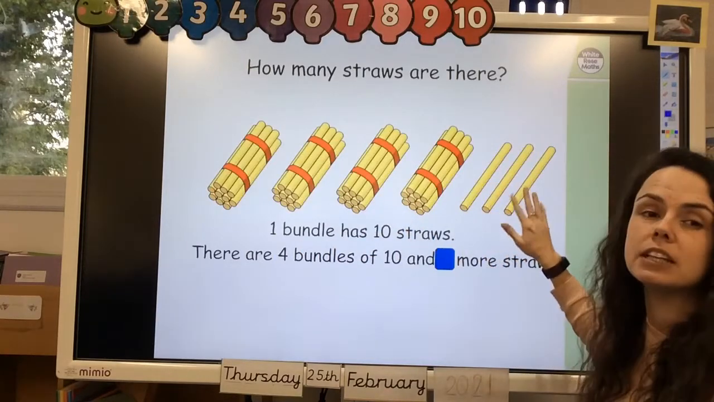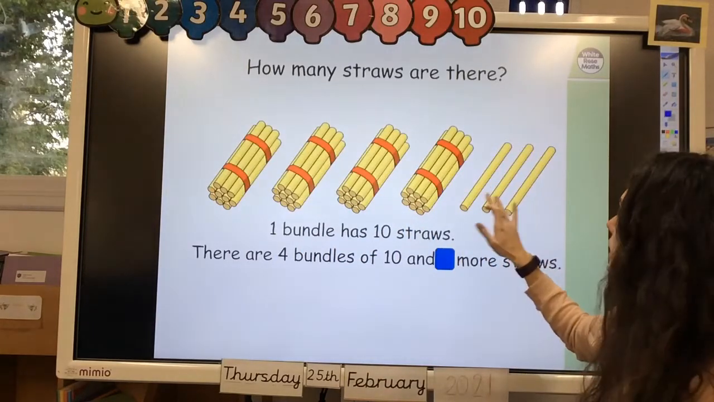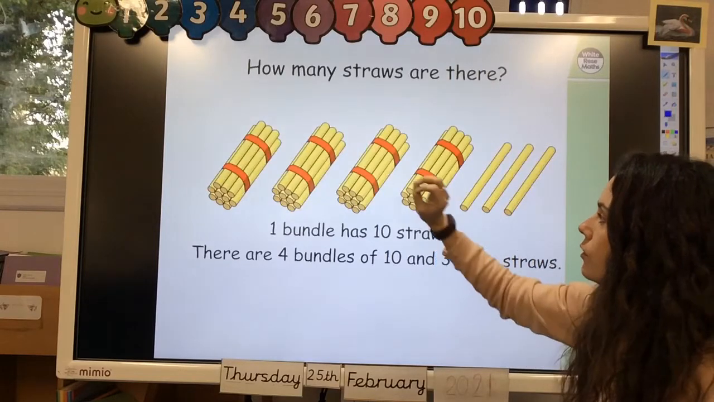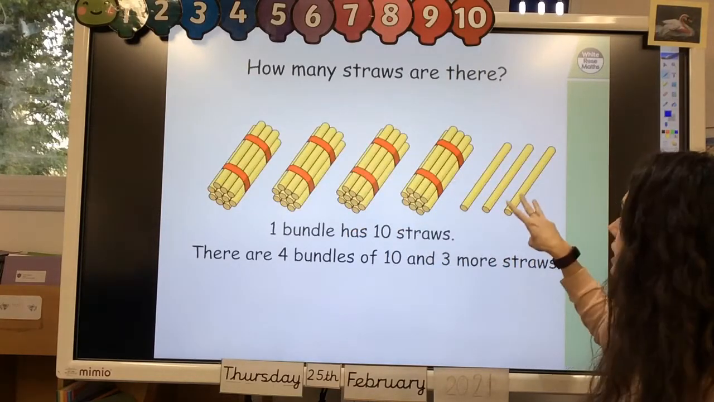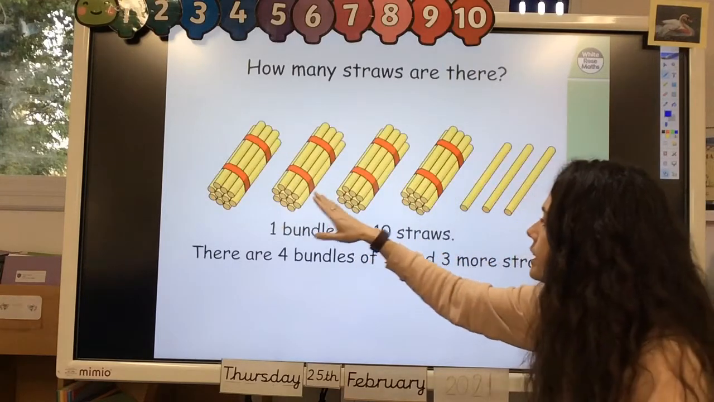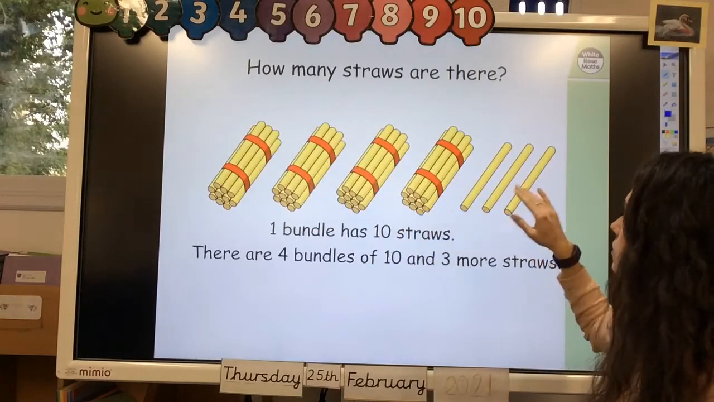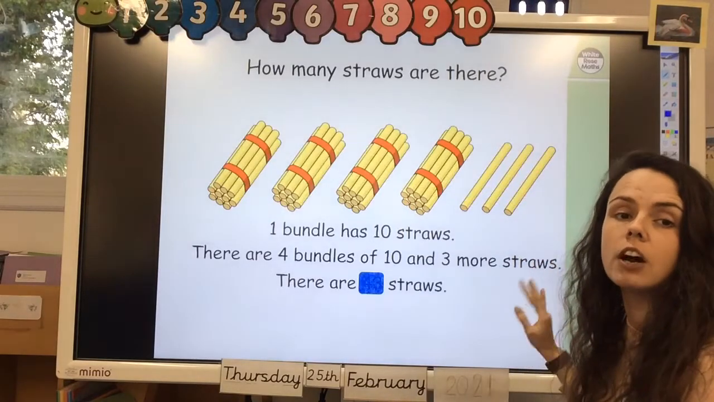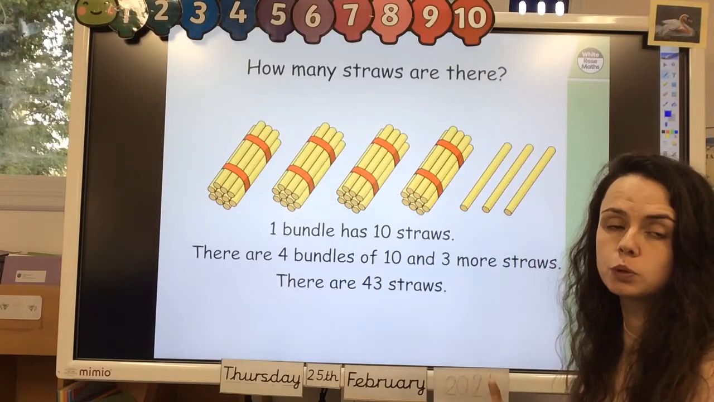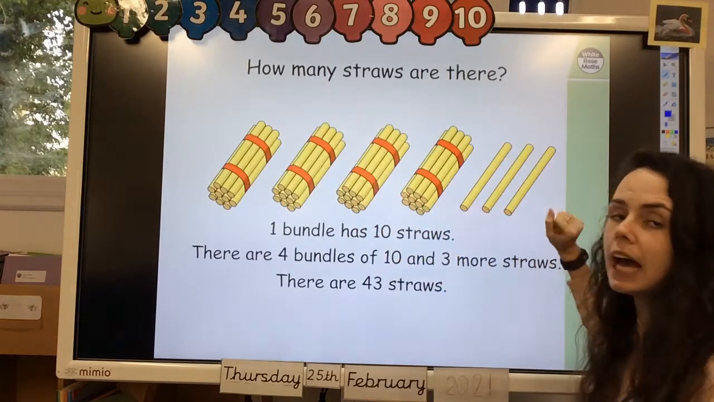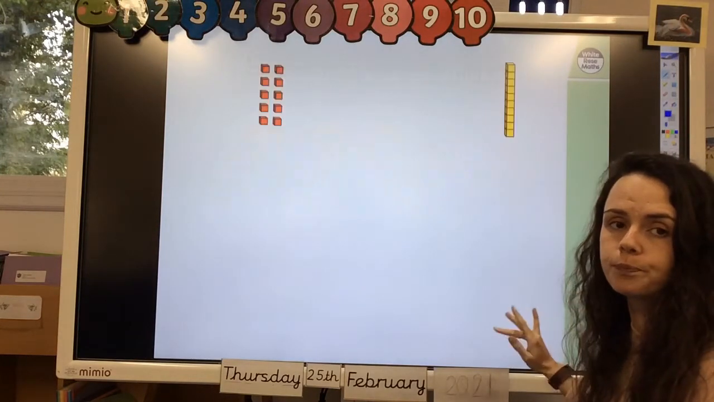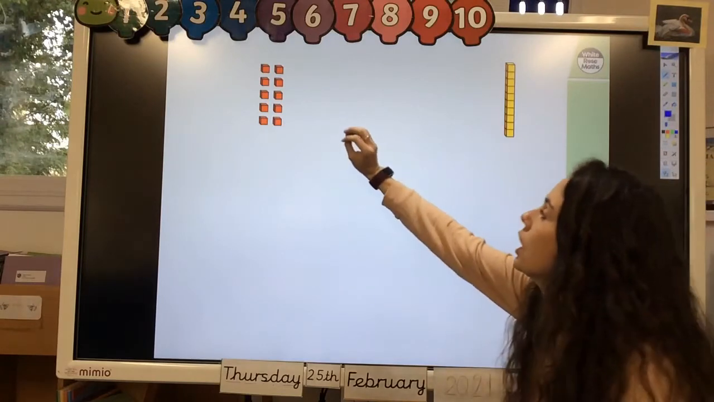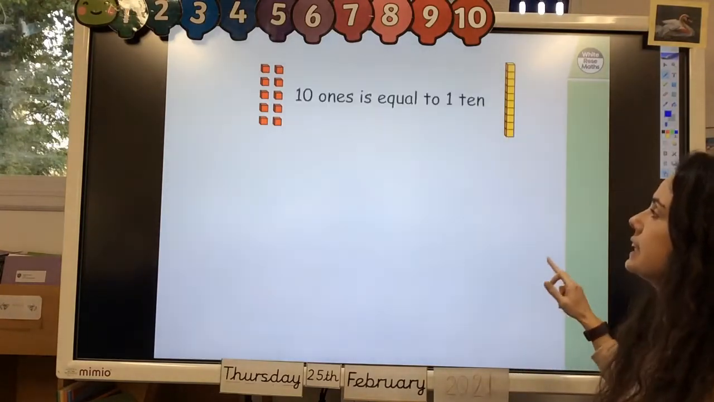And how many individual straws? 1, 2, 3, and 3 more straws. So if we've got 4 bundles and 3 individual, 10, 20, 30, 40, 41, 42, 43. So there are 43 straws in total. You add the tens and the ones. Well done.